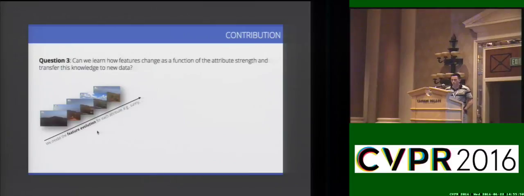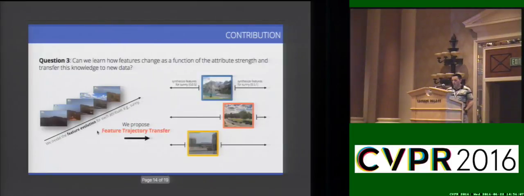Third, we propose an approach called feature trajectory transfer that should allow to mitigate this limited variability problem, at least to some extent. The idea is to learn how feature representations change as a function of the transient attribute strength, then transfer these models to new previously unseen data, and finally synthesize additional representations given certain transient attribute strengths, and then train a discriminant classifier on top of that.